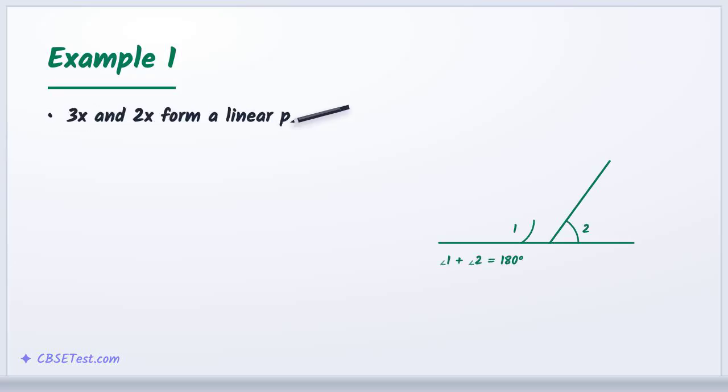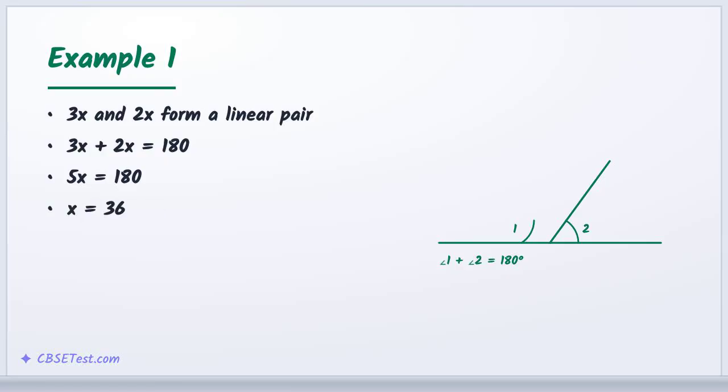Suppose two angles 3x and 2x form a linear pair. Their sum is 180, so 5x equals 180, giving x equal to 36. The angles are therefore 108 degrees and 72 degrees.